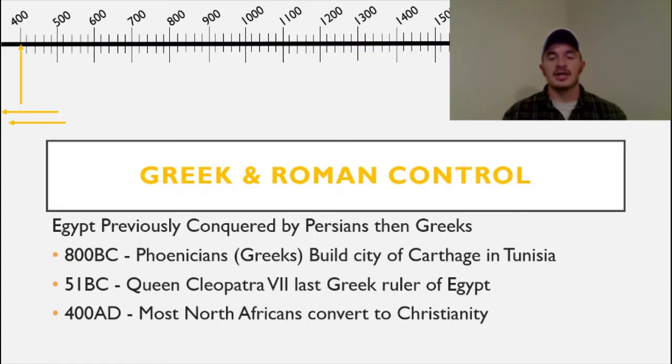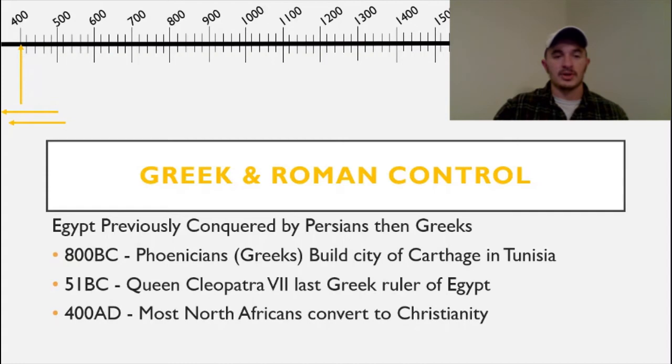So in 400 AD, we have most of the North Africans convert to Christianity. This is due to the Greeks and Romans coming into control. So after Cleopatra would leave, we would have the Roman Empire coming and taking over the area. So this is when we see outside groups start to really control the area and make some big changes. The first of which we're going to have is religion.